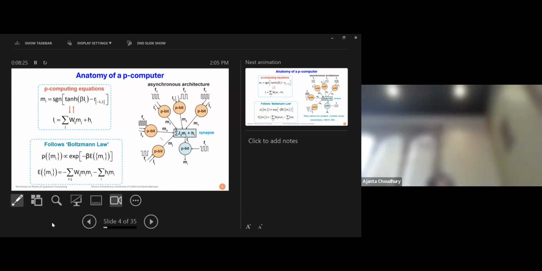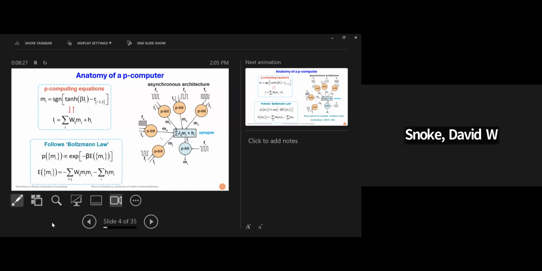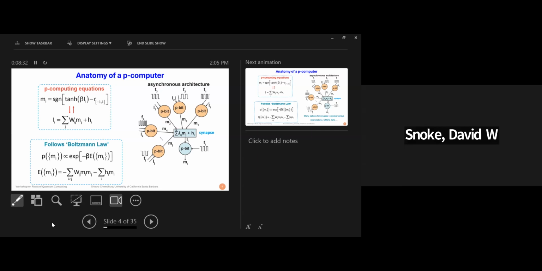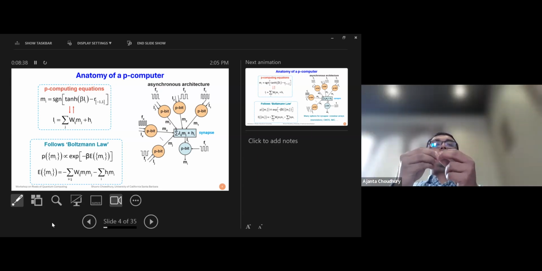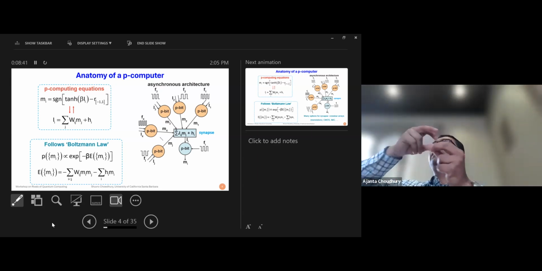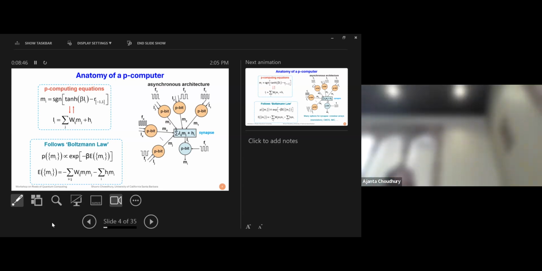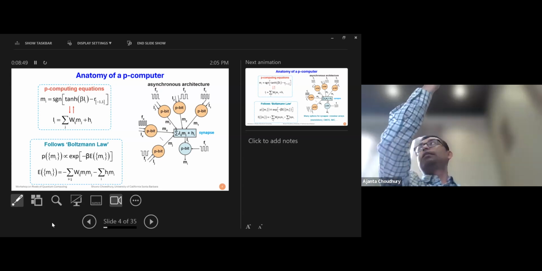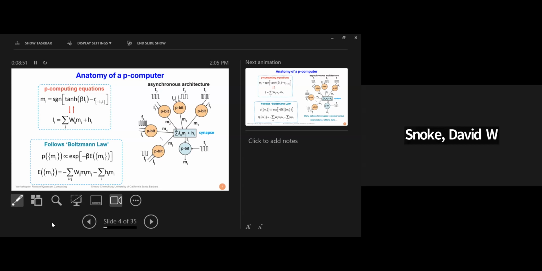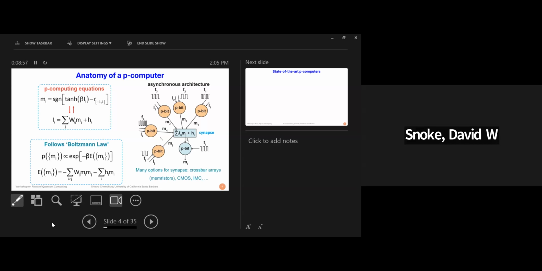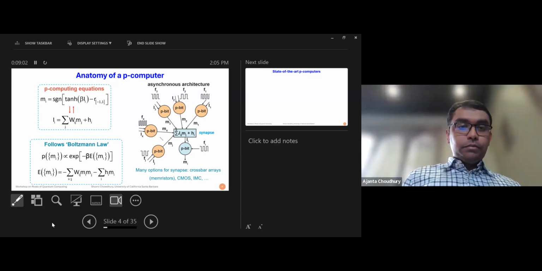Now, our dream is to build a P computer which is inspired from physics. In physical systems like a gas molecule container, the molecules operate sparsely. They are locally connected and asynchronous. So we take the inspiration from physics and we want to build a system that is asynchronous, local, and sparsely connected. And like physics, you have many design choices for building these, like crossbar arrays, even CMOS, in-memory computing, etc.